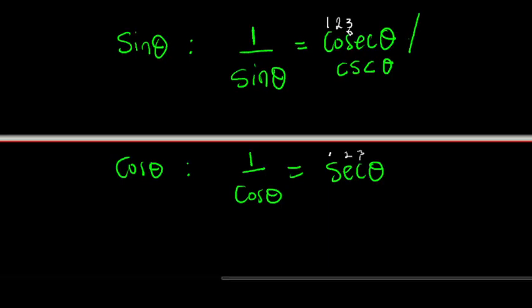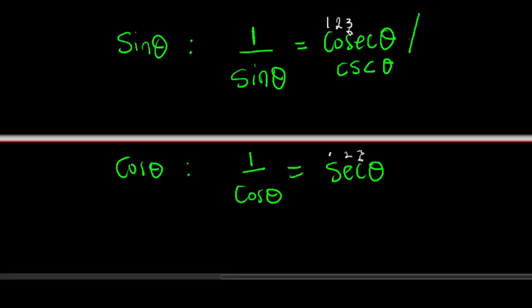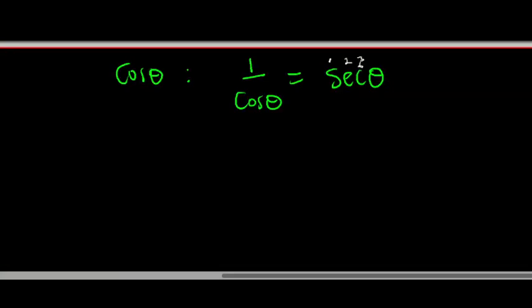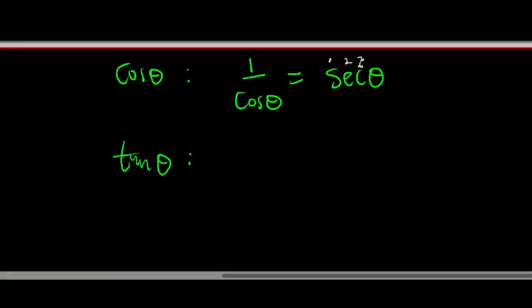So 3 is where we have our C. So we have C here. That means that it is from cos. So 1 over cos theta is sec theta. So the next one we'll be looking at is tan theta.